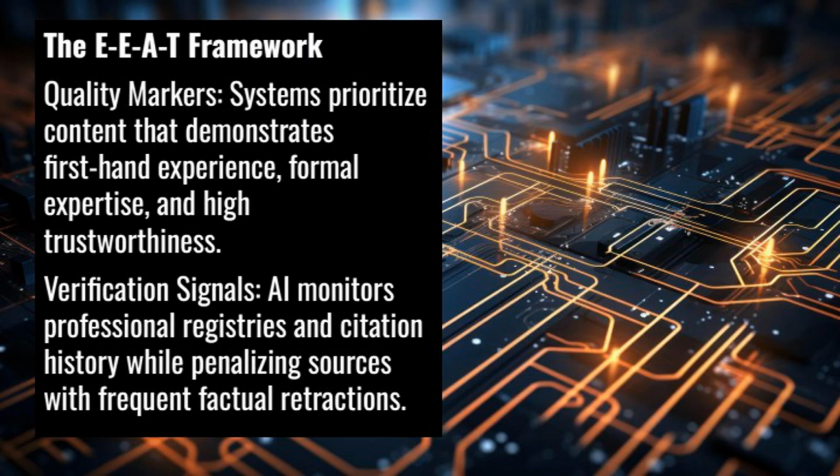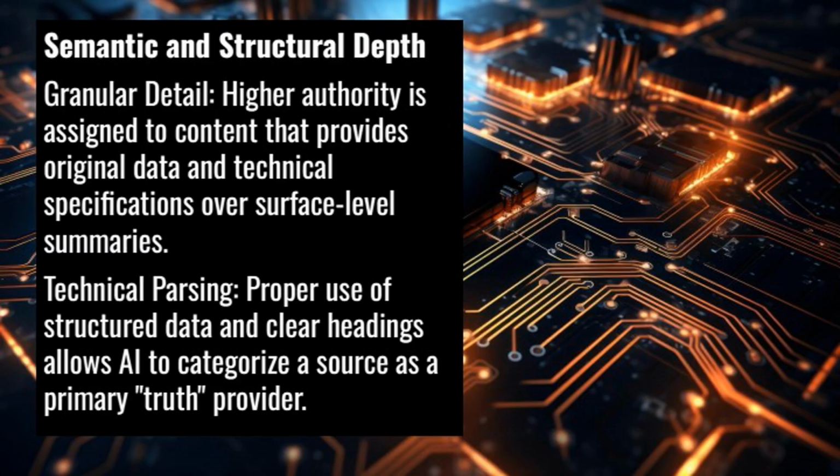This means the system looks for specific markers such as first-hand experience in a field, formal credentials, and a history of factual accuracy. For instance, an AI will prioritize a medical response from a verified clinic over a general lifestyle blog because the clinic's domain is linked to professional registries and cited by peer-reviewed studies. The system also monitors negative signals, such as frequent retractions or contradictions of established facts, which lower a source's authority ranking. Authority is also measured by semantic depth, which refers to how thoroughly a piece of content covers a topic.